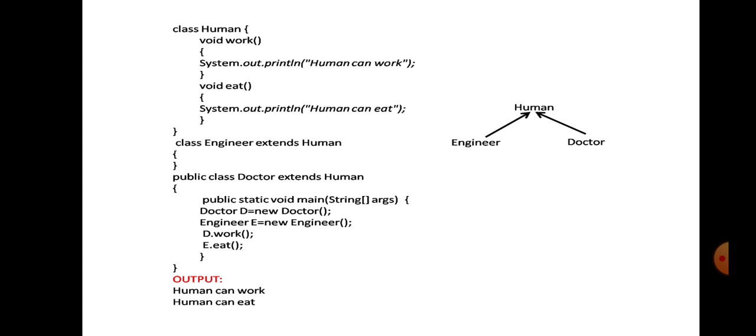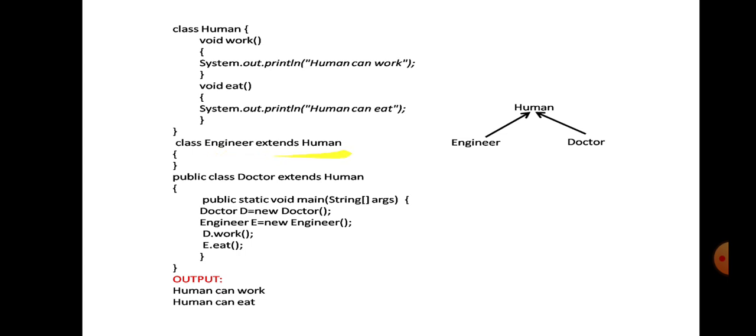Let us see another example. Here human is a base class, and from that there is a derived class called engineer. So in this code, in the class human there are methods called void work and void eat. Now I want those methods to be copied into the class engineer. Then how will I write?